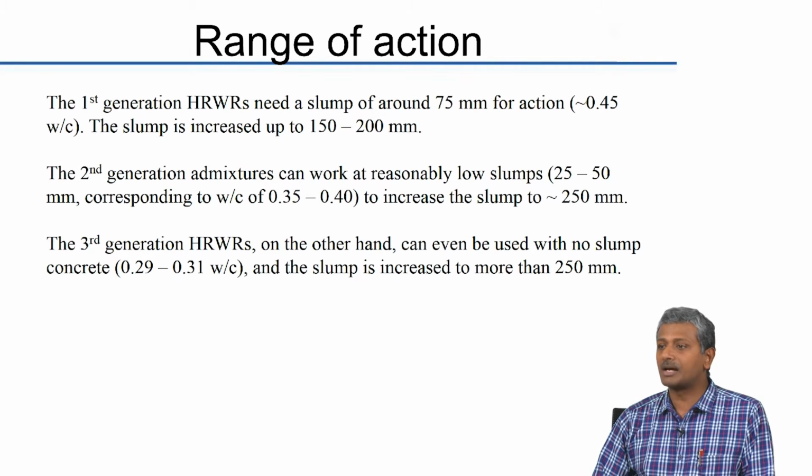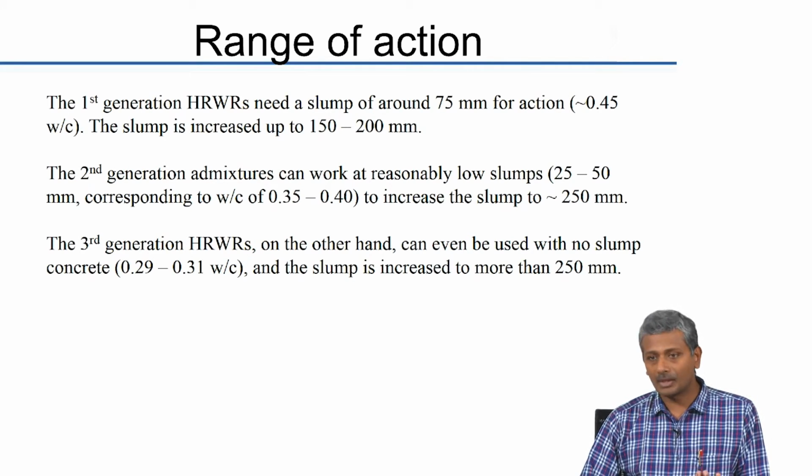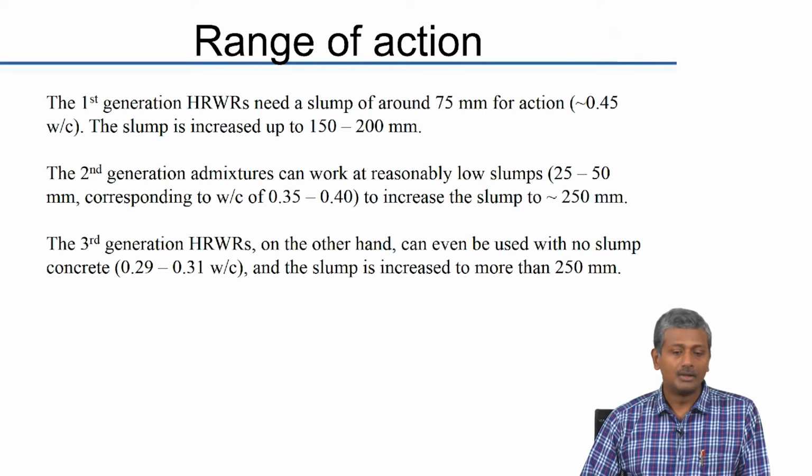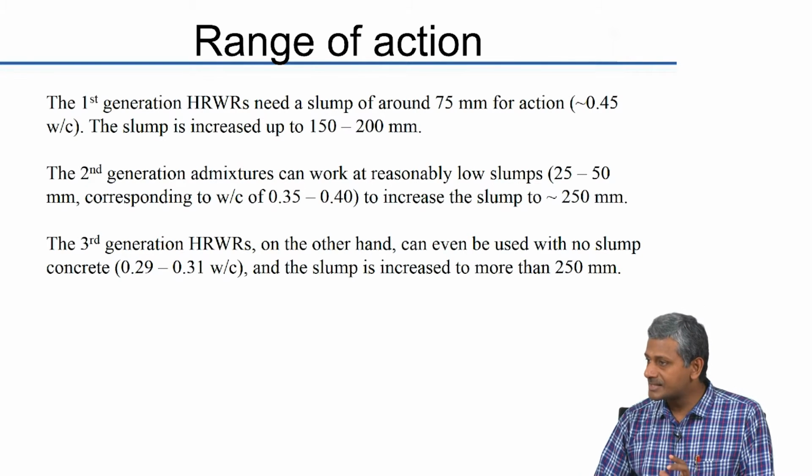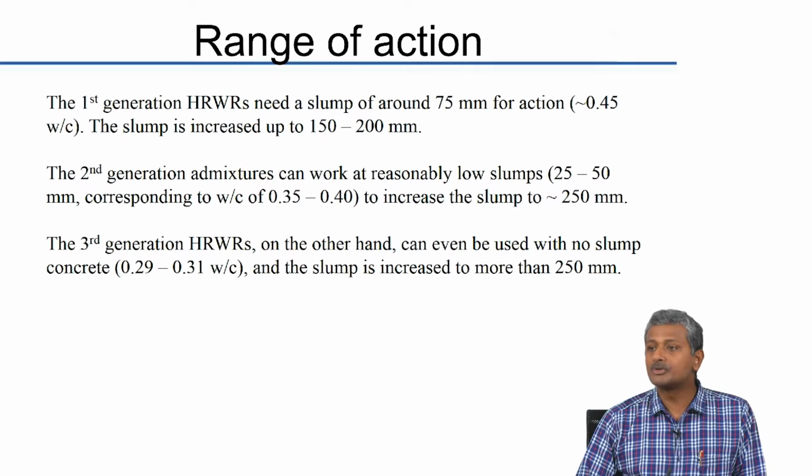So, the first generation high range water reducers, that is your lignosulfonate based materials, would need a slump of already 75 millimeters for suitable action.